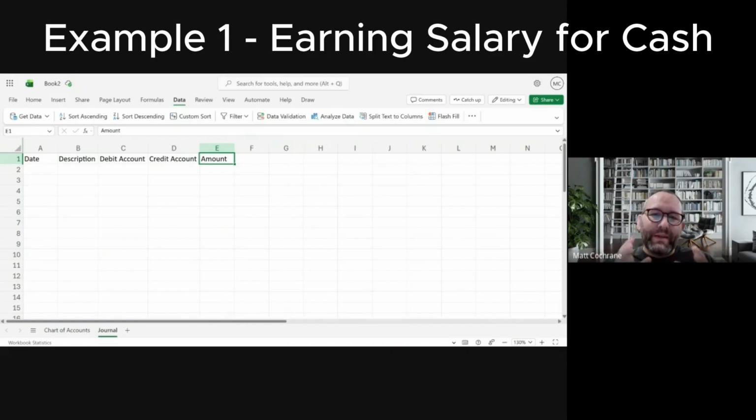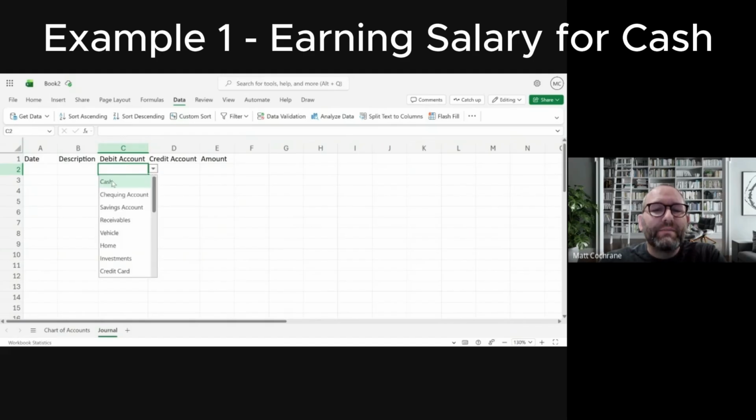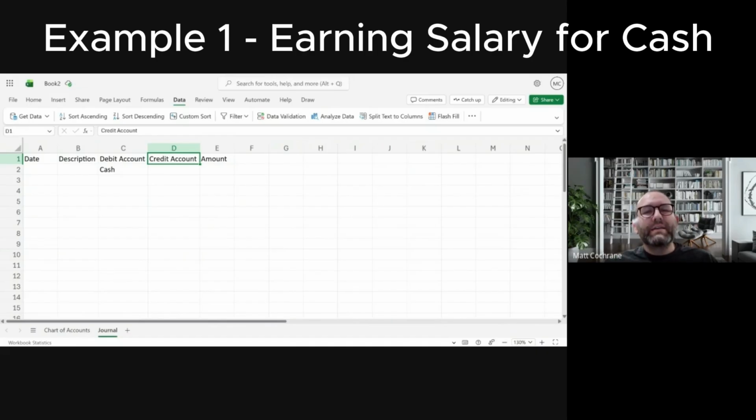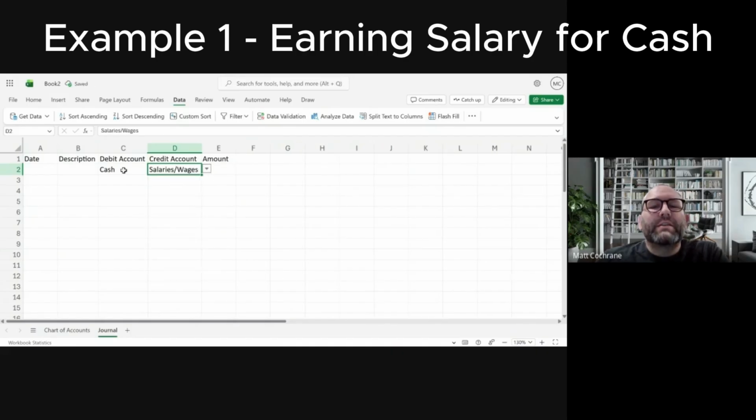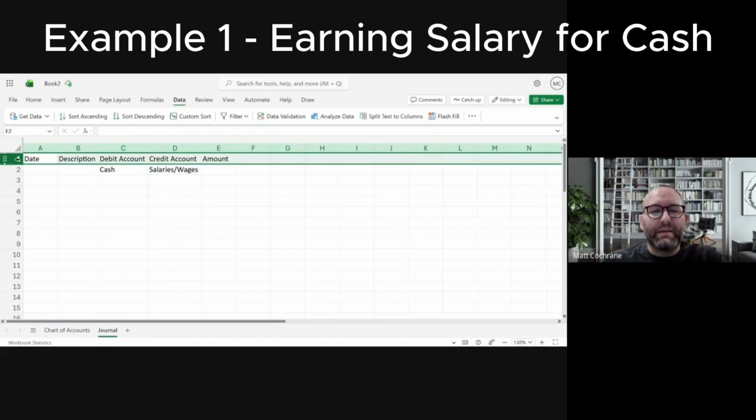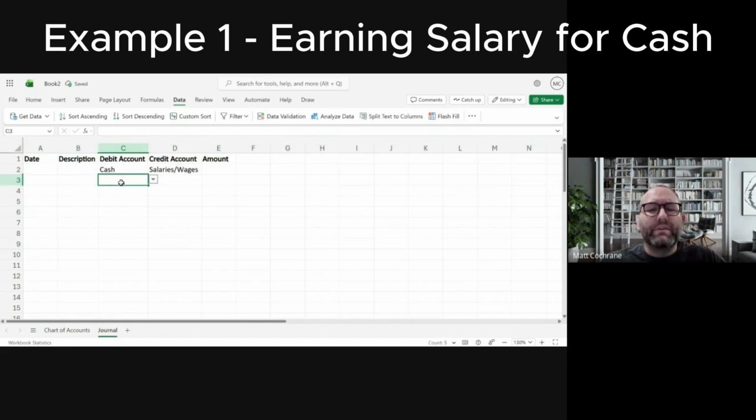So remember the rule that with assets, increases are with debits. So the first thing that we can record here is that our debit account is cash. And remember that with income accounts, a credit increases our income accounts. So we click here, we go down to salaries and wages, and those are the two accounts that are affected, okay? And again, you can put in whatever amount there that pertains to your scenario. Also, there would be a date when this transaction happened. And if it helps, you can put a description in here as well.